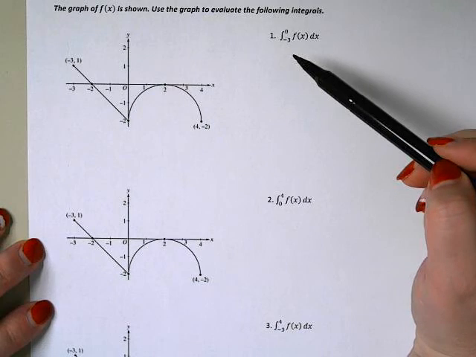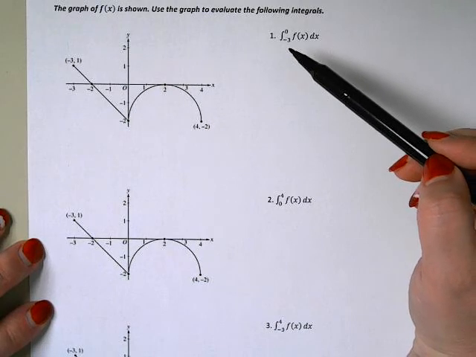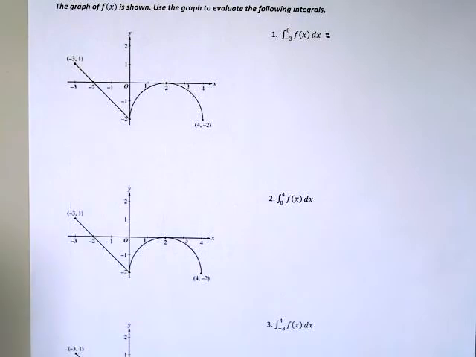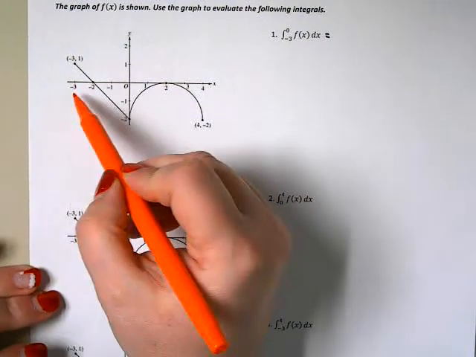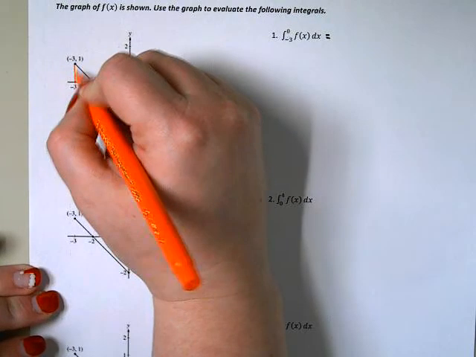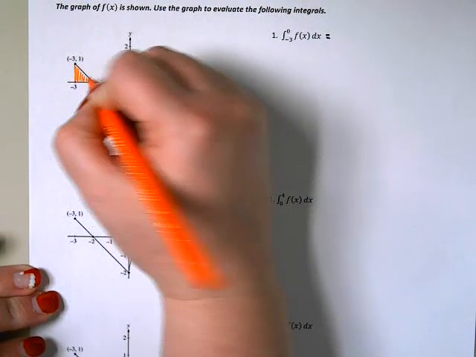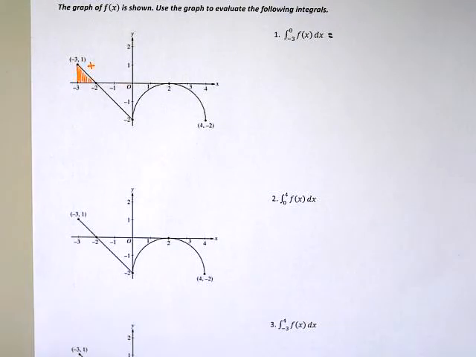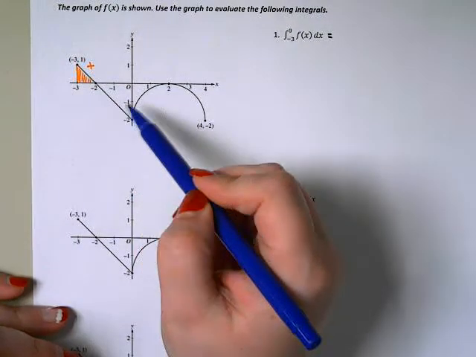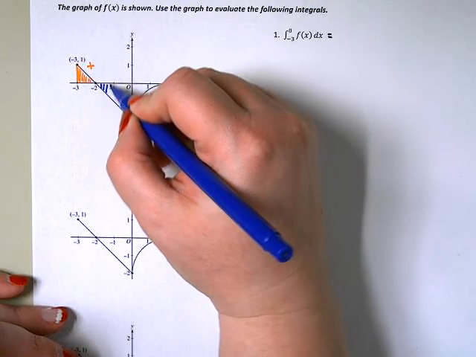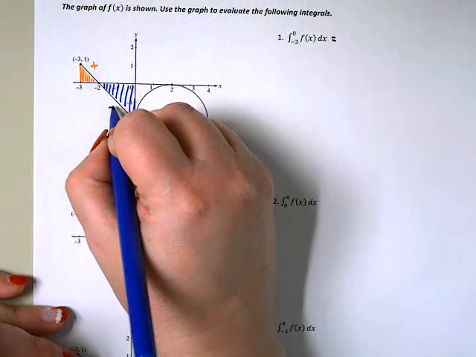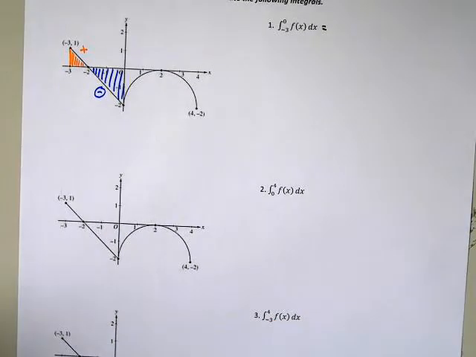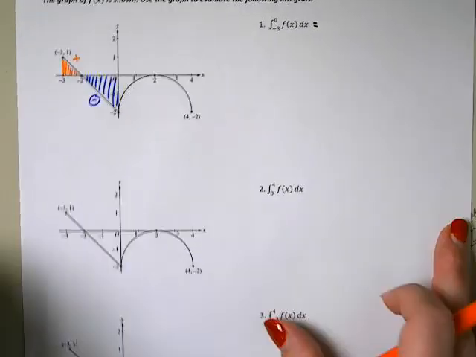So we need to find the area that's trapped from -3 to 0. When we're looking at this one here, we can see that from -3 to -2, the function is above the x-axis. So that's going to be a positive area. And then we can see that from -2 to 0, the function is below the x-axis. So that's going to be a negative area, and that's going to be important when we actually find the total. So I'm going to use different colors here to help us differentiate.